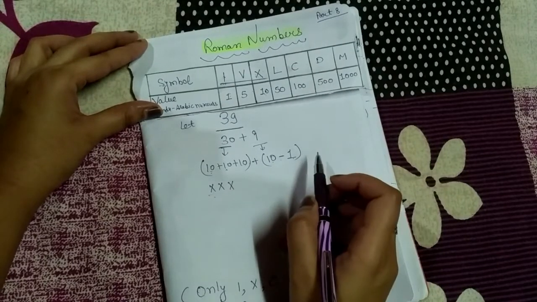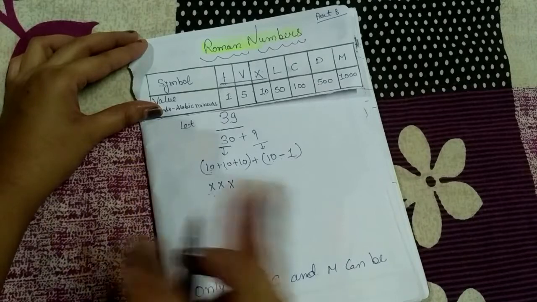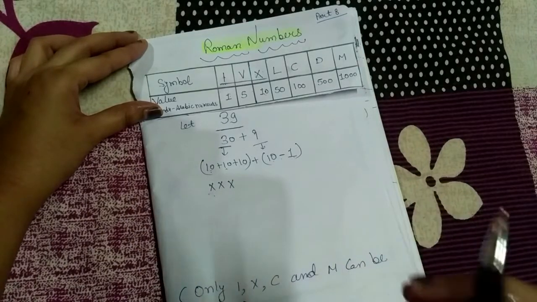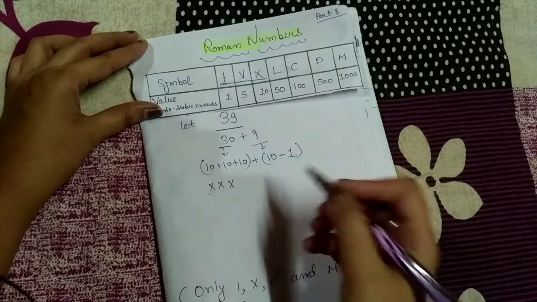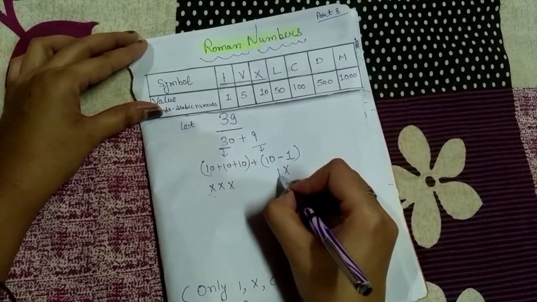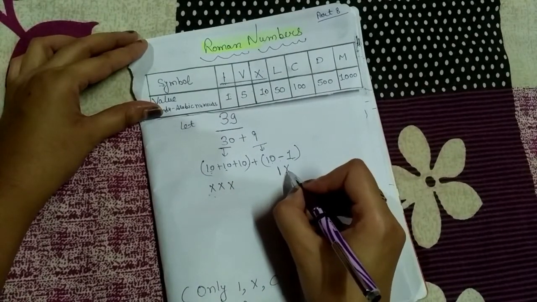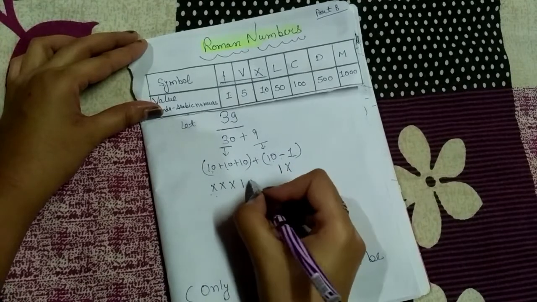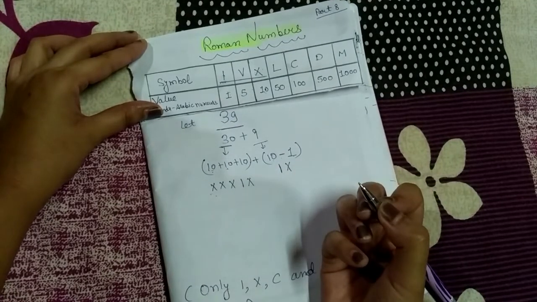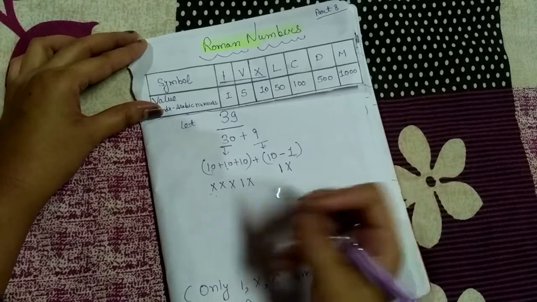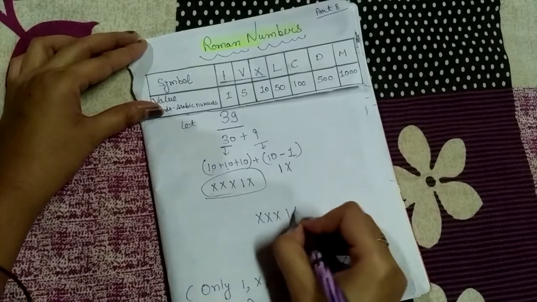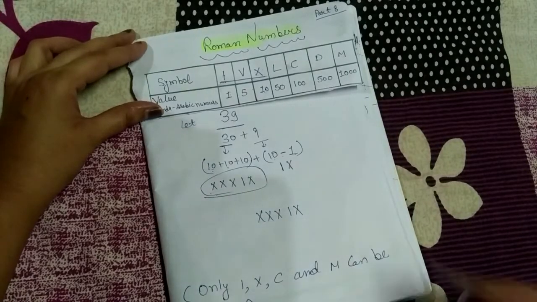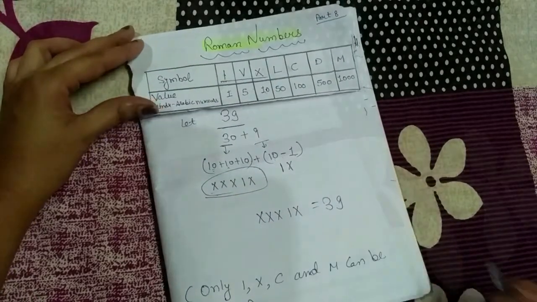See, for 10 minus 1, according to the second rule, we have to write the smaller number to the left side of the bigger number, right? Then only we can say it is subtracting. So X minus 1, 1 less than X, is 9. So I can write IX. Correct? Yeah, so this is the final answer. XXXIX is equal to 39.